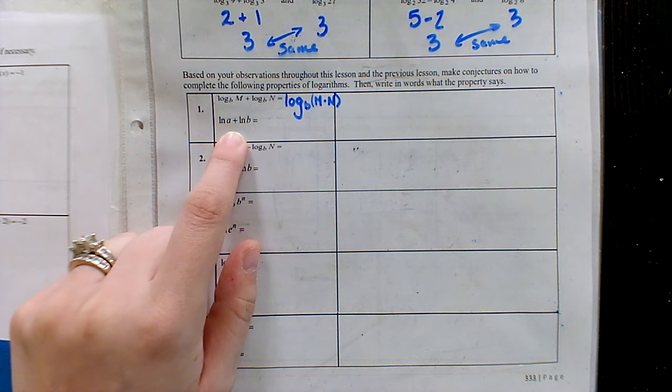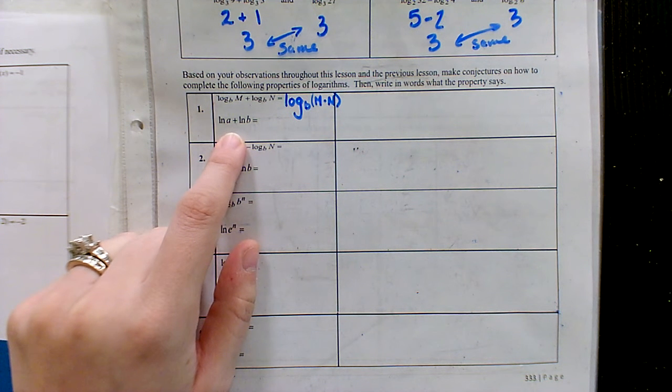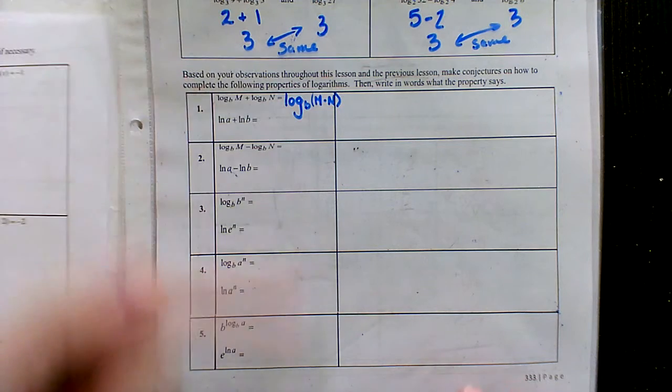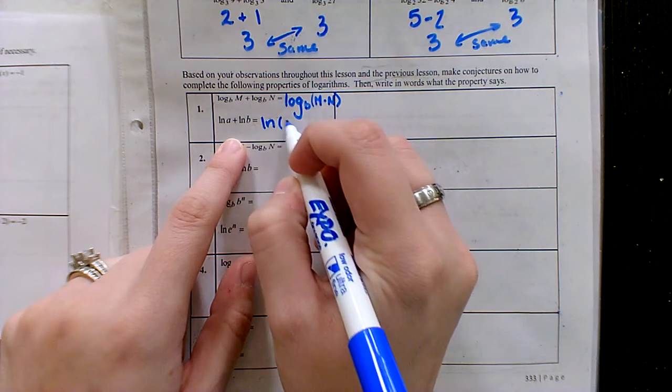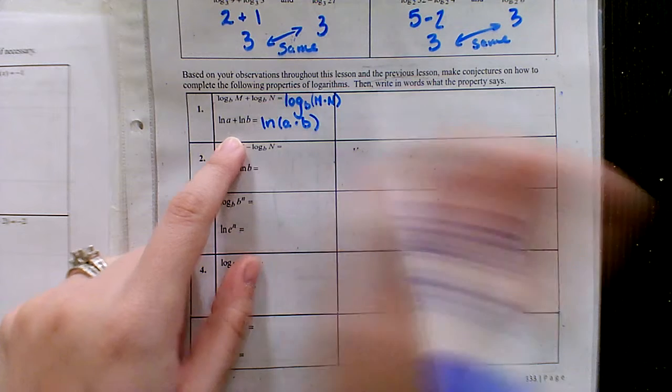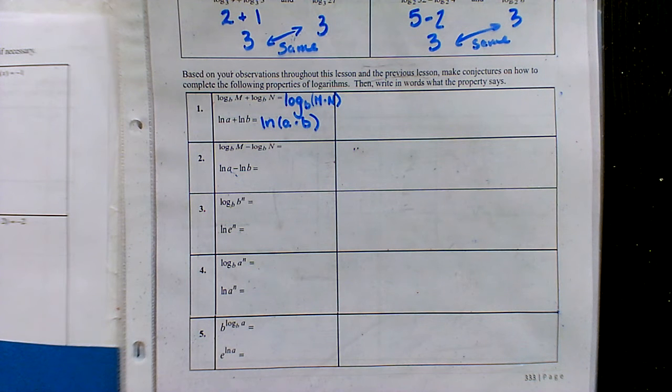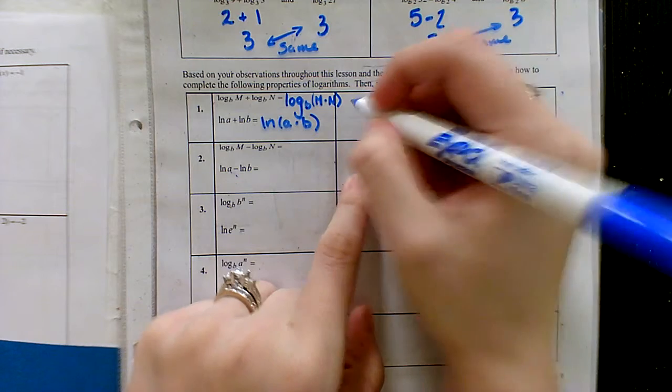Now yesterday we introduced the concept of a natural log. A natural log is still a log, so it's going to have all these same properties. So this would end up being the natural log of a times b. Do we remember the base of a natural log? Yeah? 2.718, aka e. Good. Okay, so let's go ahead and write that in words.